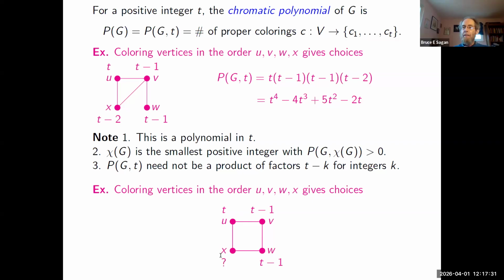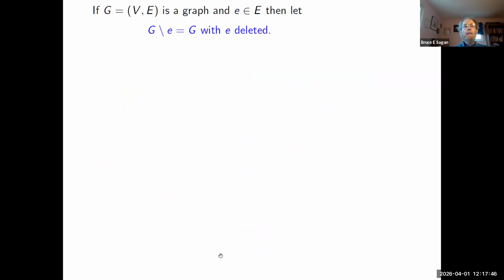It's not clear. Okay, so this just going vertex by vertex method will not work for all graphs. And we're going to give you a fix for that in just a second. But everybody see what the problem is, at least for this cycle. Okay, great.